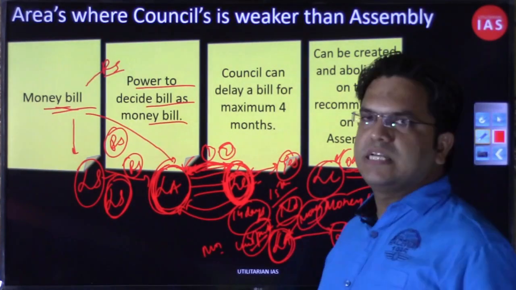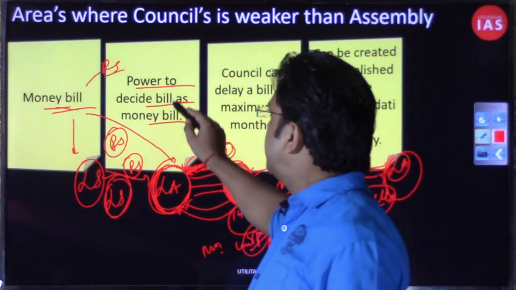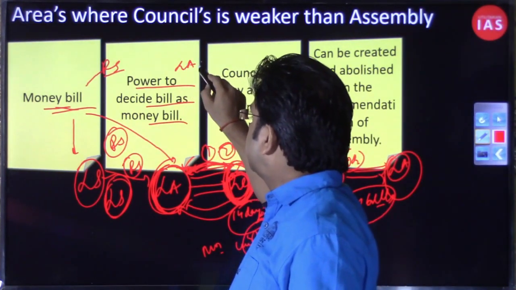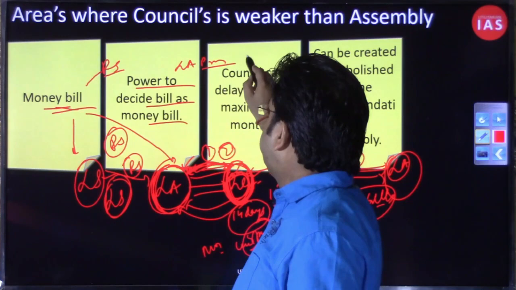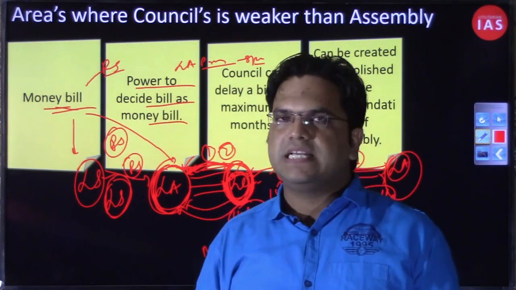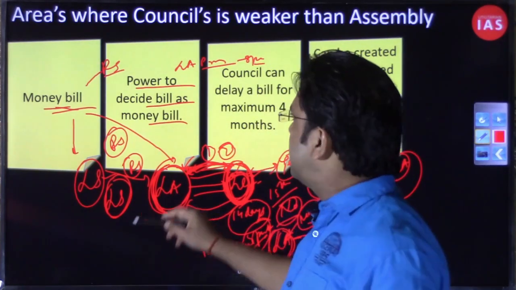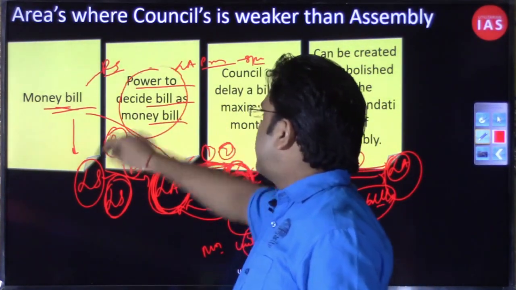So the point is that the power of classifying a bill as a money bill lies only with the legislative assembly's presiding officer, that is the speaker. This power does not reside with the chairman of the legislative council. So again, the legislative council in this area as well has weaker power.